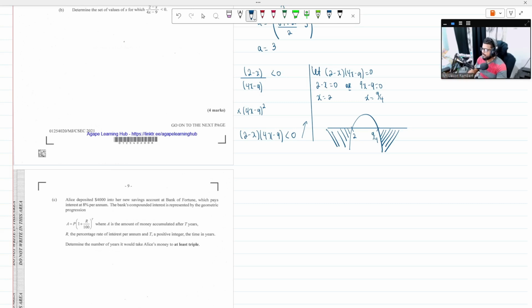So now I can say x is such that x is less than 2. I do not have an equal to sign attached in my question, so I do not put an equal to sign attached in my answer. X is such that x is greater than 9 over 4. And we're good to go.